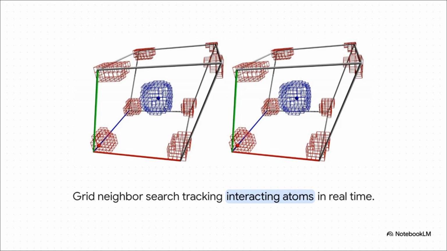And you see those cutoff corners? By trimming the corners off the cubic search volume, YASARA instantly reduces the search space by another 10%. It uses this grid-based neighbor search, completely intertwined with actual force calculations, to track interacting atoms in real time.